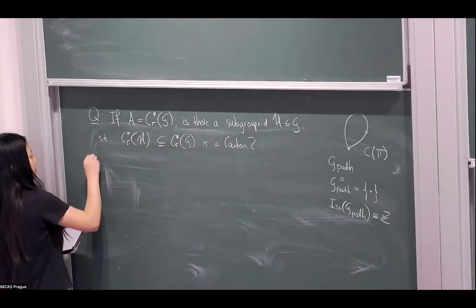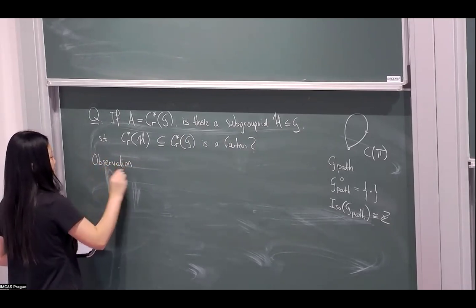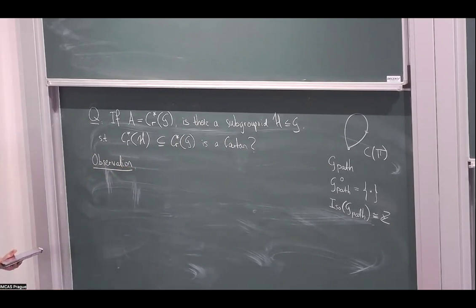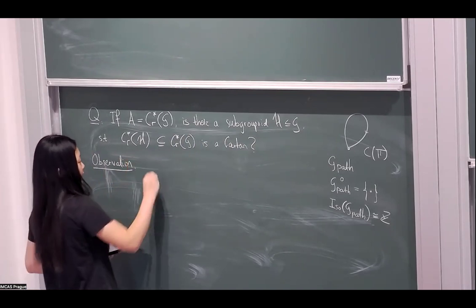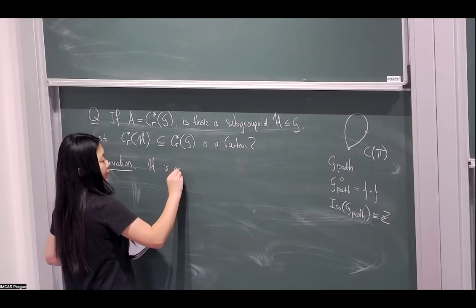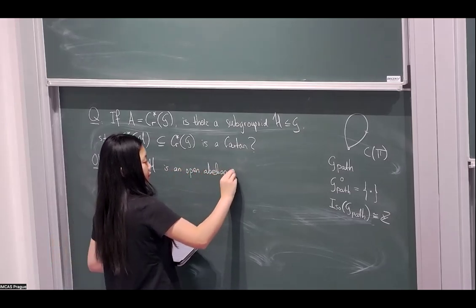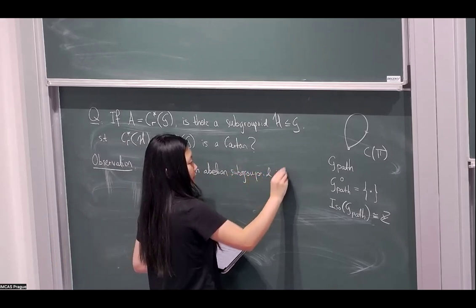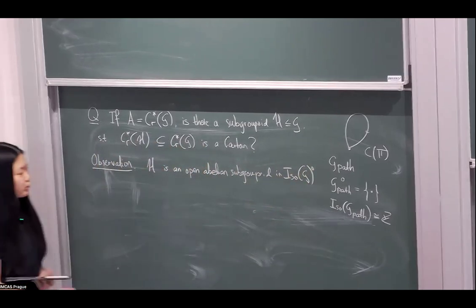Well, so the first observation would be the following. If I ever have a Cartan subalgebra in here, and that comes from a subgroupoid, then H has to be an open abelian subgroupoid in the interior of the isotropy, or just the isotropy, they're equivalent.